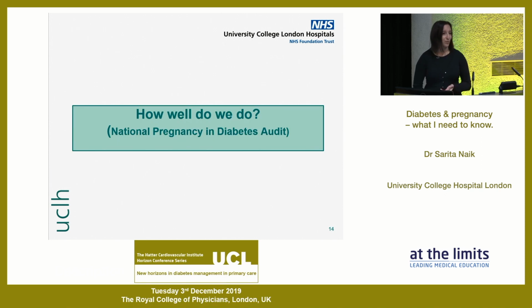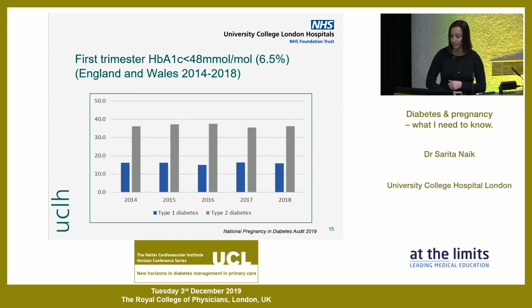So it all sounds quite straightforward so far. How well are we doing? The National Pregnancy and Diabetes Audit has been running now for about 5 years. It's voluntary, so not everybody is putting their data in there, but certainly a lot of units are. So this slide is showing you how many women achieved the first trimester HbA1c of less than 48 millimoles or 6.5%. The blue bars are women with type 1 diabetes, and the grey bars are women with type 2 diabetes. And you can see that we're really not doing a great job. It's somewhere less than 40% with women with type 2 and less than 20% for women with type 1 diabetes.